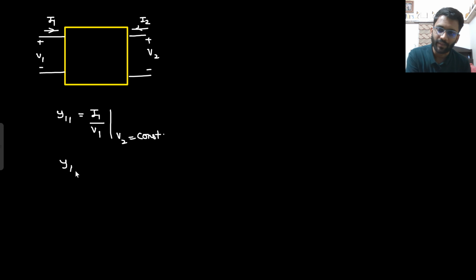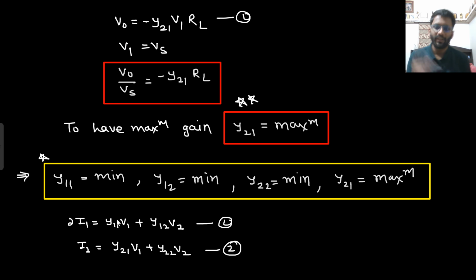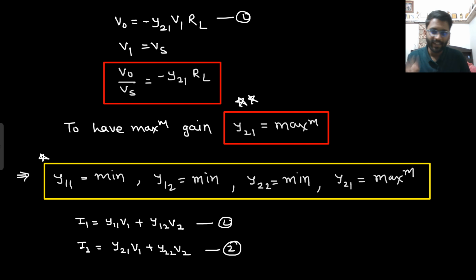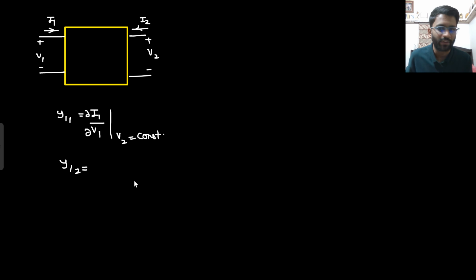What is our Y12? Tell me. Y12 is delta I1 by delta V2, I should put delta here. So Y12 is delta I1 by delta V2 with V1 being constant. If V1 is constant, this differentiation will be 0. This will be delta I1, this will be delta V2. So delta I1 by delta V2 is equal to y12, with V1 being constant.